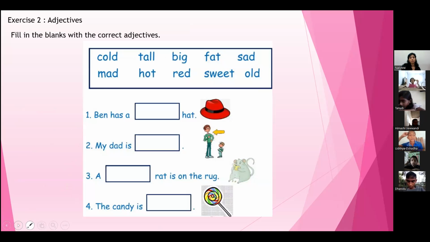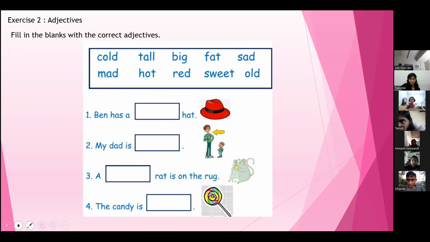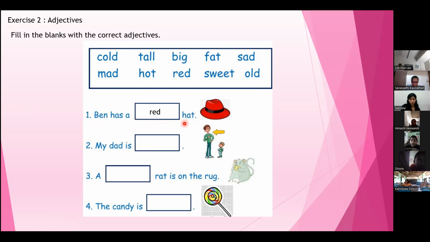Thank you so much. Here, fill in the blanks with the correct adjectives or descriptive words. So here, I have a few sentences, and here I have a couple of adjectives. You may read this on your own. And then tell me what word would suit the picture here to make this picture a bit more interesting. Red. Yes. Very good. Well done. Can you read the sentence for me, please? Ben has a red hat.